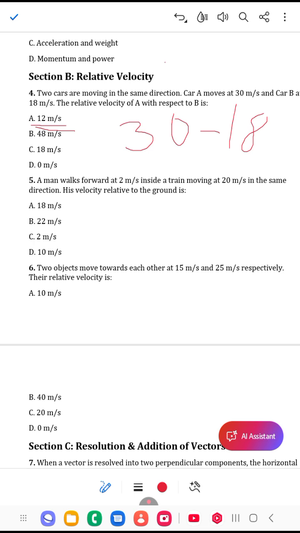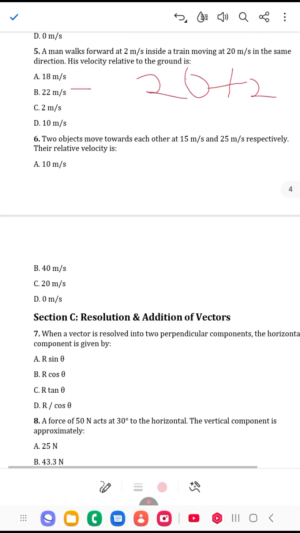Now, let's look at this one. A man walked forward inside of a moving train, moving at 20 meters per second in the same direction. So the velocity related to the ground will be what? The answer here is 20 plus 2. So the answer to this one is B. Now let's look at this one.